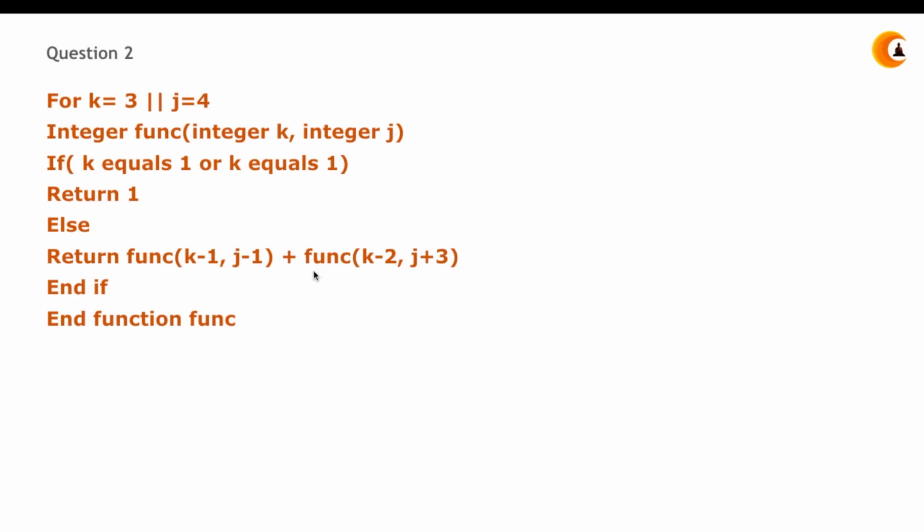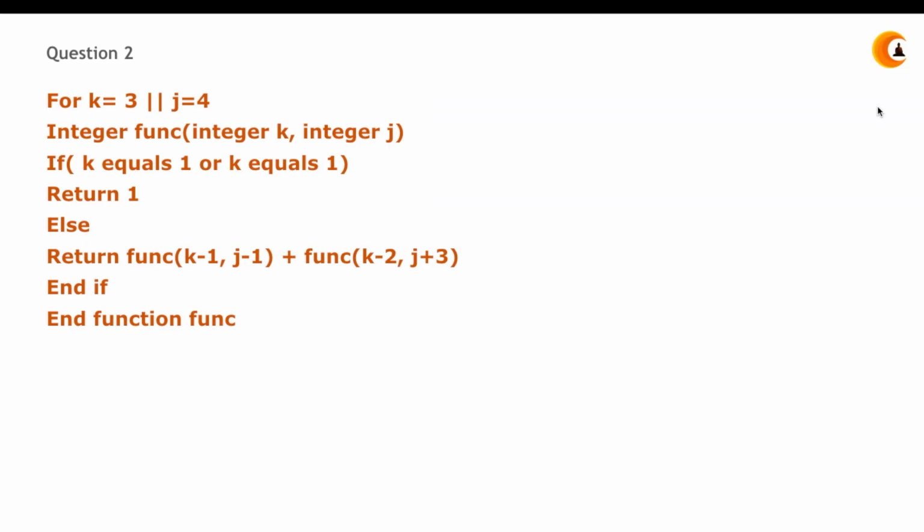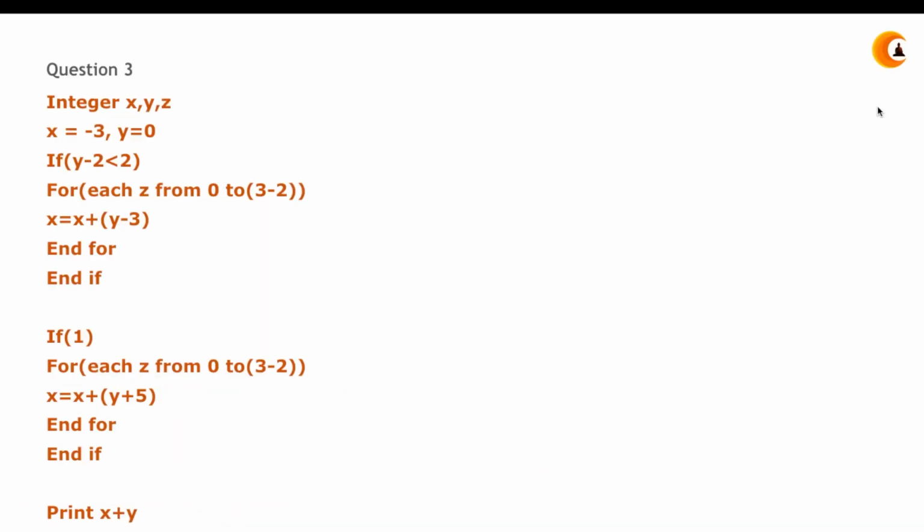One correction that you need to make in the question is in this part. The if condition will be something like this: k equals 1 or k equals 0. Just make this correction. It's a typing error, so this has to be 0 and not 1. Because if it's 1, then both the conditions are the same. There is no difference in the condition. Okay, let's move ahead to the next question. So this is the third question, a very simple pseudocode. Try solving it. Your 30 seconds starts now.